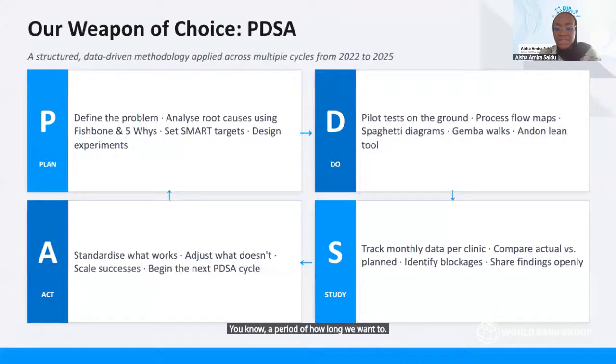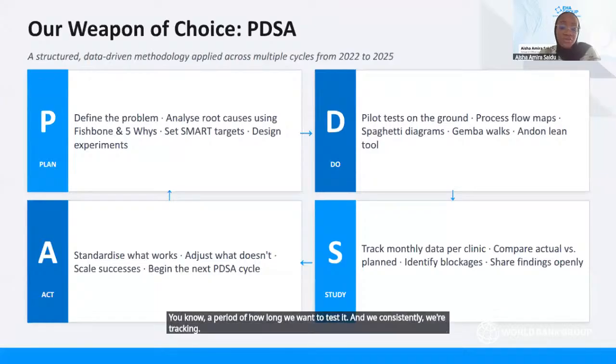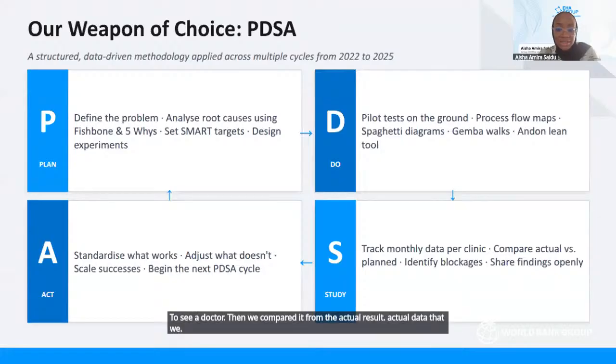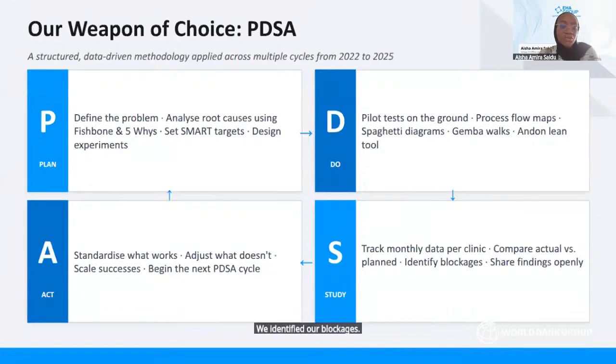And we consistently were tracking the data. So our patient satisfaction data, also the time that it takes for someone to come in through that door to see a doctor. Then we compared the actual data that we had with what the planned data would be. We identified our blockages and we shared our findings. Then we acted on it.